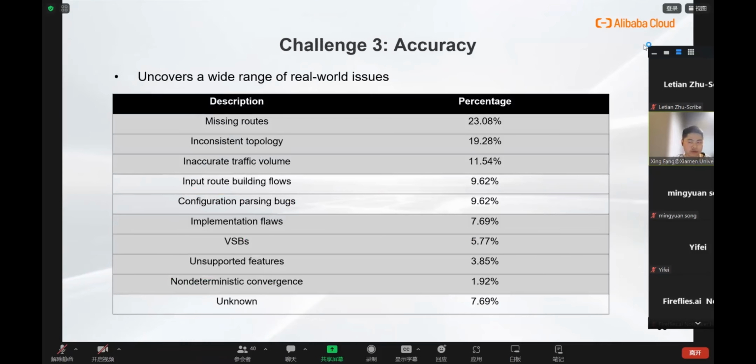Using such an approach, we are able to uncover a wide range of real-world issues, and the most common ones are missing routes and inconsistent topologies, usually caused by incomplete input data. Others, configuration parsing bugs and implementation issues, can be patched, and the vendor-specific behaviors come from device differences and need case-by-case handling. For non-deterministic convergence, it is a fundamental issue in the BGP protocol itself, where one configuration may lead to multiple stable states, which require more fundamental solutions.